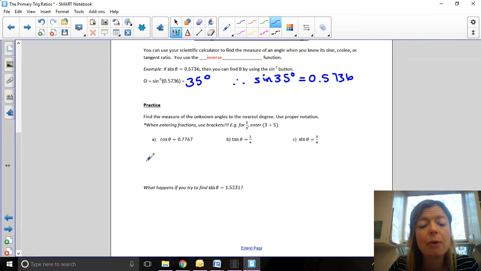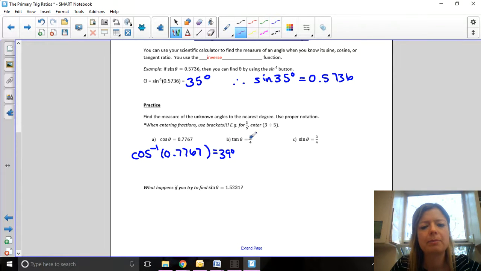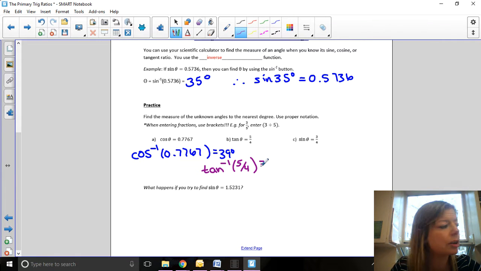So to undo this, now watch the notation. To find what theta is, you would say cos to the -1 of 0.7767 equals. Okay, that's the notation. So you should get, in that case, 39 degrees. Okay, for example B here, the inverse tan of 5/4. So be careful. Notice how you're supposed to enter it. You do it that way. It has to be in brackets. Make sure you're getting 51 degrees.